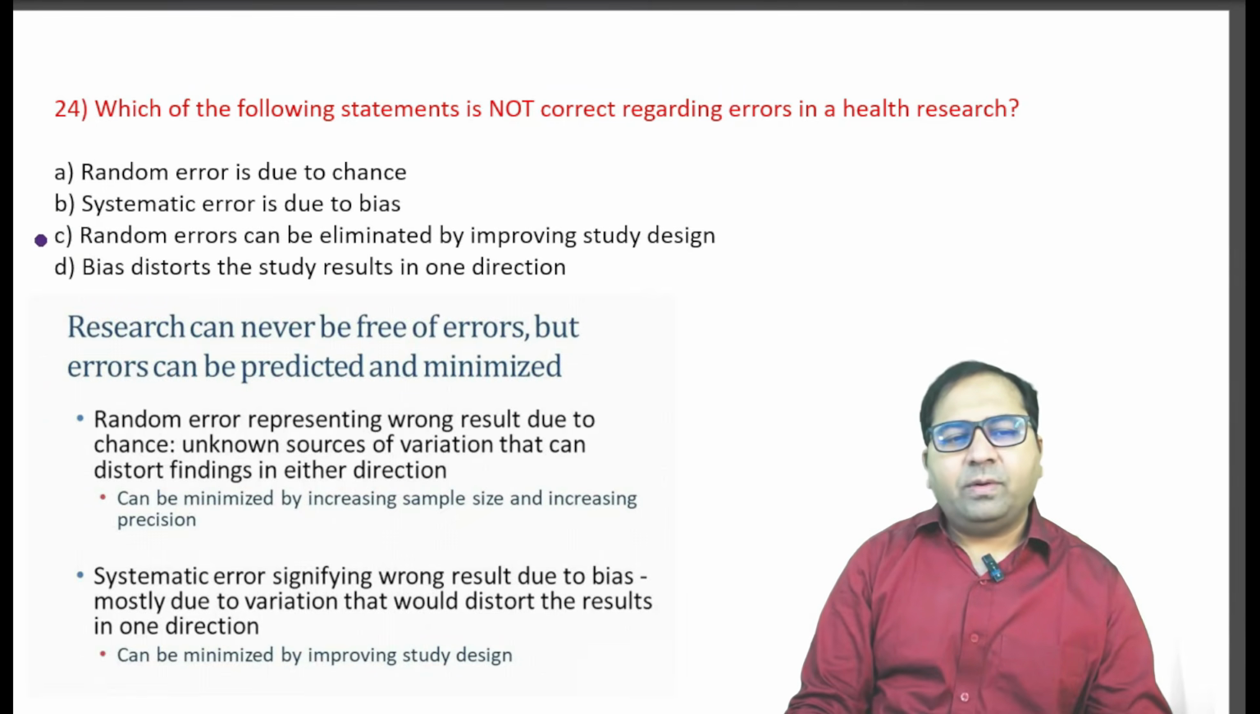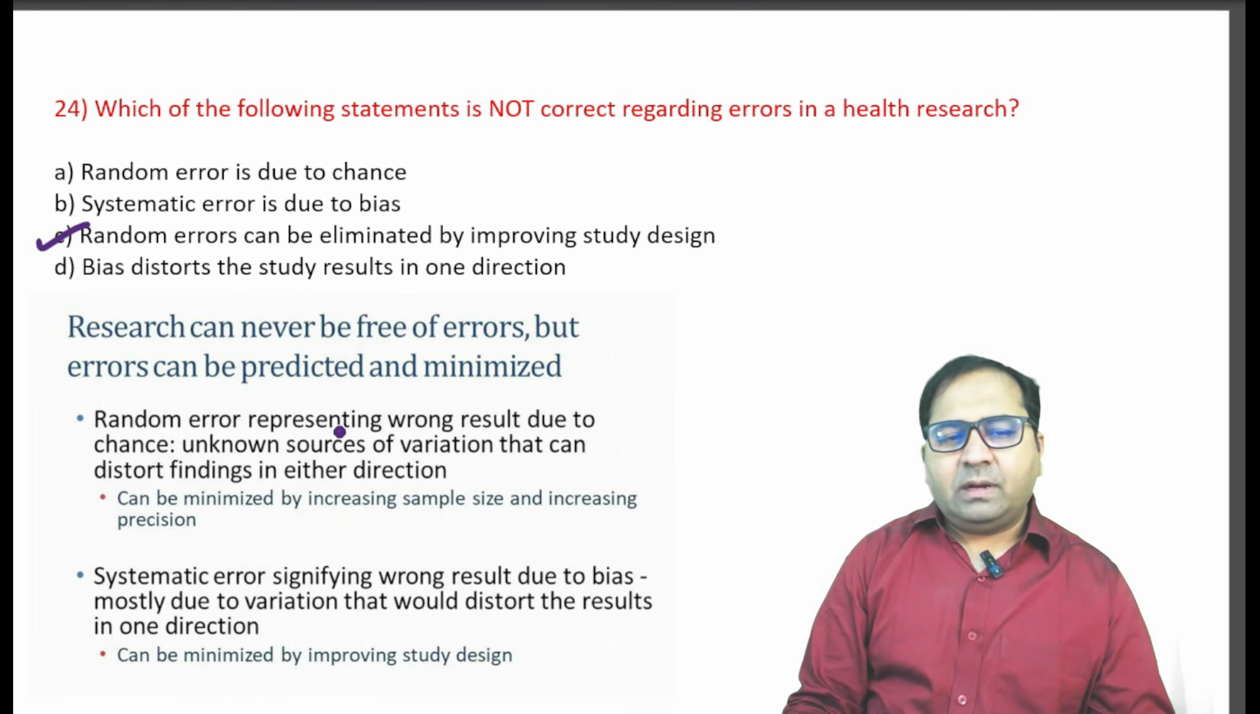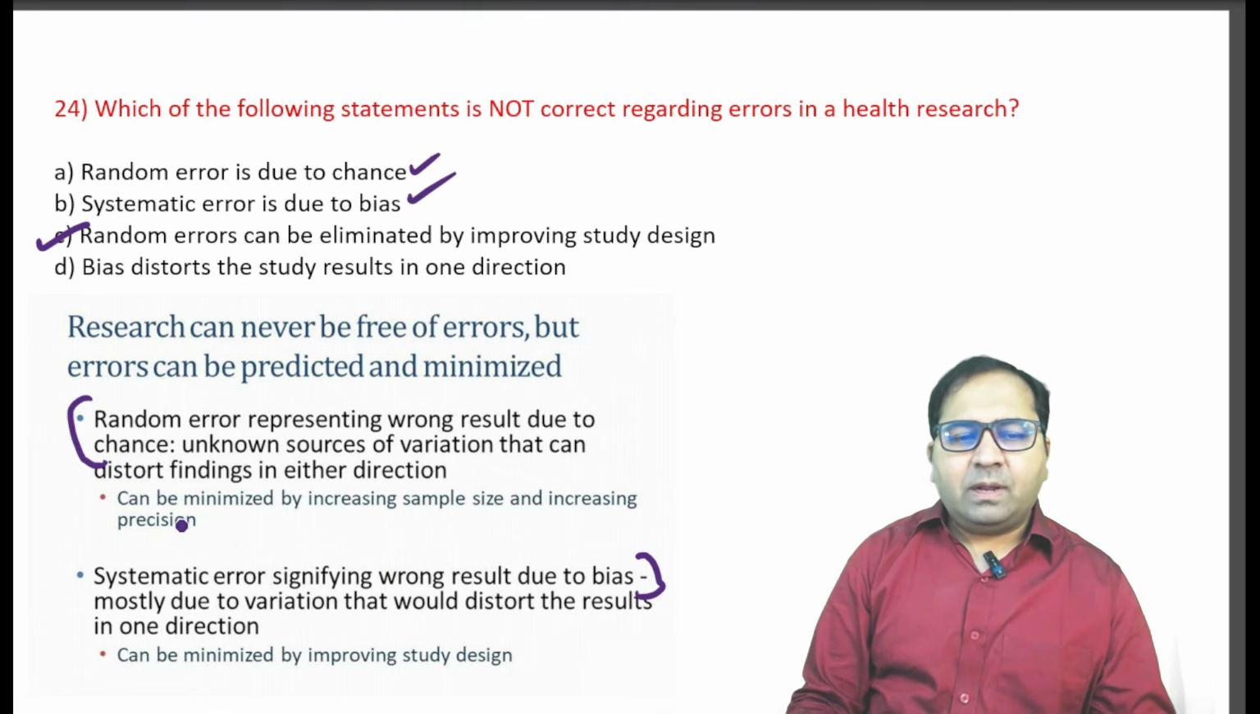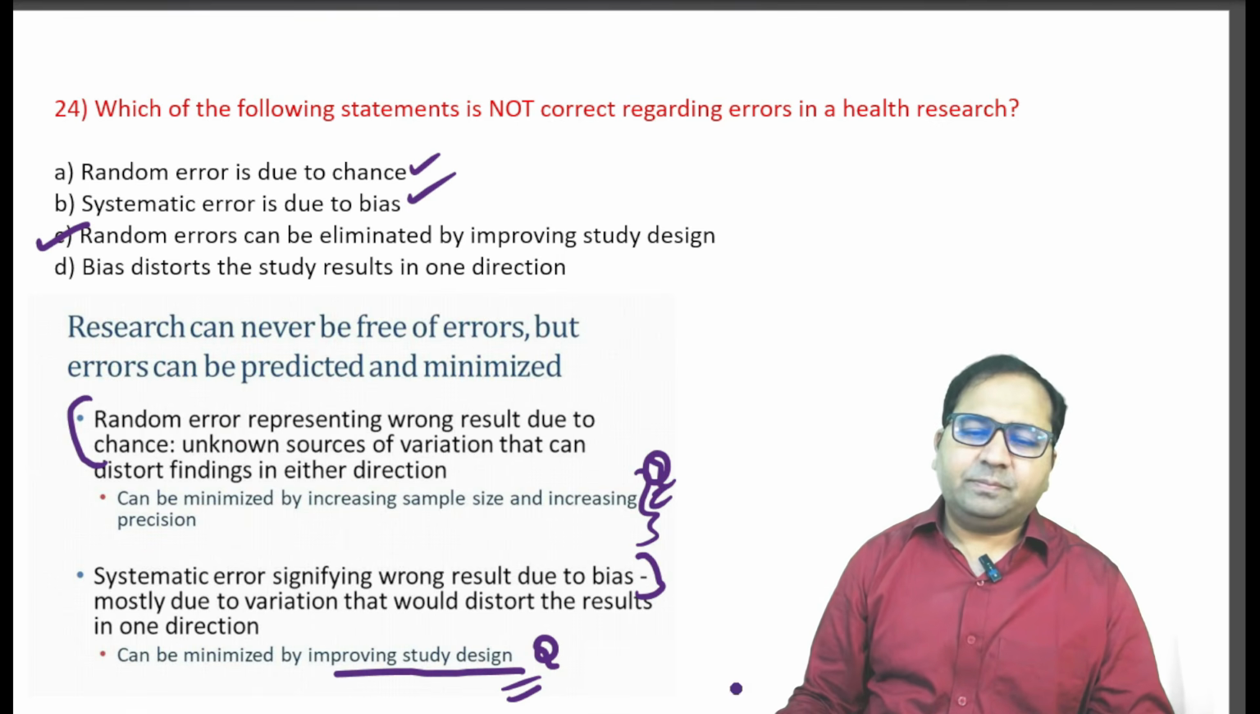Now see this small explanation. Random error is due to chance, whereas systematic error is due to a bias. So these two statements are correct. Random error can be minimized by increasing the sample size and by increasing the precision. Please remember this point. This is a question which has been asked previously also. Whereas systematic error can be minimized by improving the study design. Please remember this point. Systematic error can be minimized by improving the study design, whereas random error can be minimized by increasing the sample size and by increasing the precision.